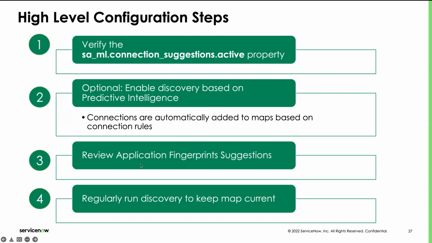At step 3, we're going to review the application fingerprint suggestions. And these are going to be entire applications that machine learning thinks that you might have within your environment that you haven't exactly mapped out yet. So not only is it giving you connection suggestions, it's also giving you suggestions for entire applications based off of some of those CI connections that it finds within Discovery. And again, we're running Discovery to keep your service mapping current.